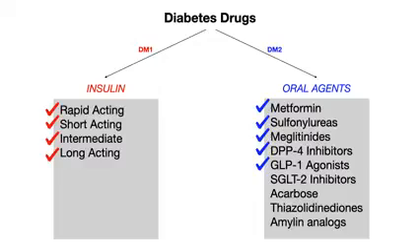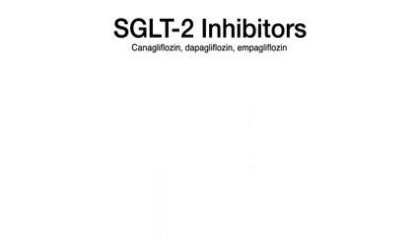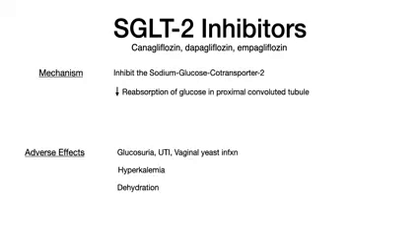Let's talk about the SGLT2 inhibitors. And these are the drugs that end in flozin. So canagliflozin, dapagliflozin, and empagliflozin. The mechanism of the SGLT2 inhibitors, as the name suggests, is that it inhibits a cotransporter called the sodium glucose cotransporter 2, and that's what SGLT2 stands for. And what happens is when you inhibit that cotransporter, you're decreasing the reabsorption of glucose in the proximal convoluted tubule of the kidney, and we'll talk about that mechanism more in depth in just a moment.